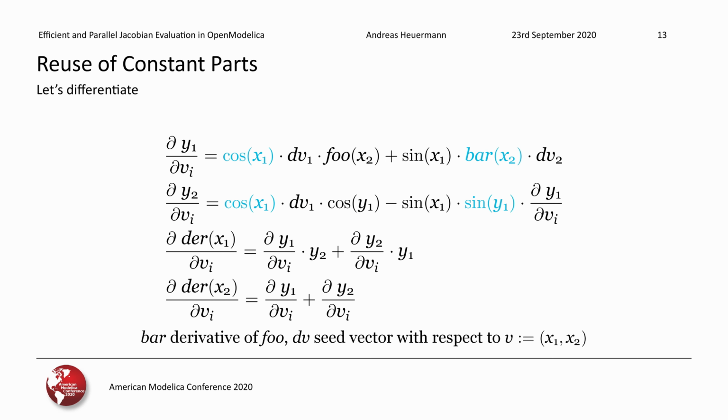Now, when we compute the derivative, we get a bunch of equations. Don't worry, we are not going to read them all just now. The important part is that we get some new constant function evaluations independent from the seed vector dv. Those are the marked functions in blue. Here bar is the derivative for foo, and for those we will generate new CSE variables that are only needed inside the Jacobian evaluation and not during the normal simulation time.